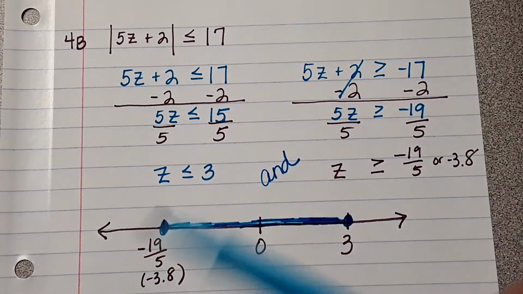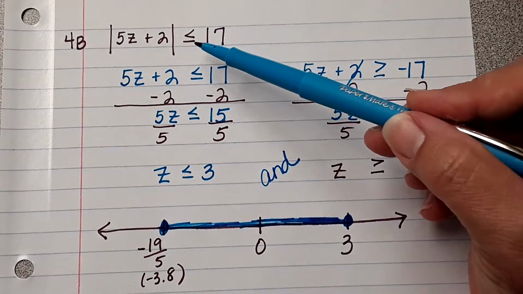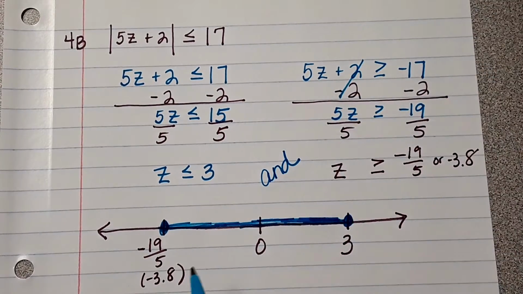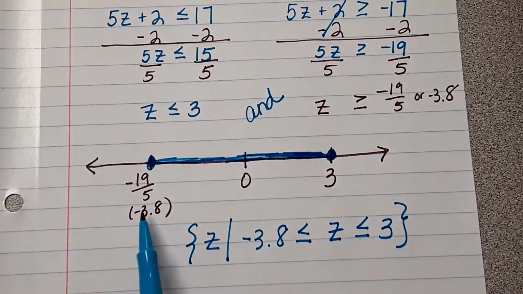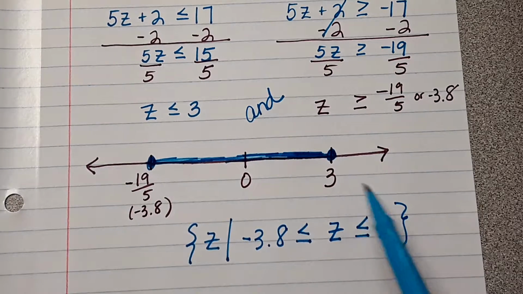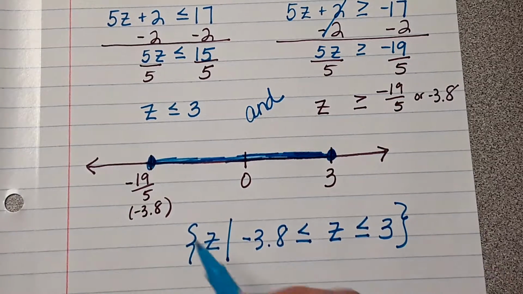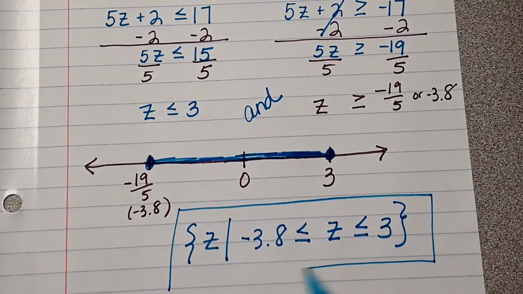And if you looked at your notes above, you know that if it's a less than, it's always going to be an and. We're going to write the solution set as z such that negative 19 fifths is less than or equal to z, which is less than or equal to 3. You start with this number and put it here. This number's here, and then it's always less than. And that's your final answer.